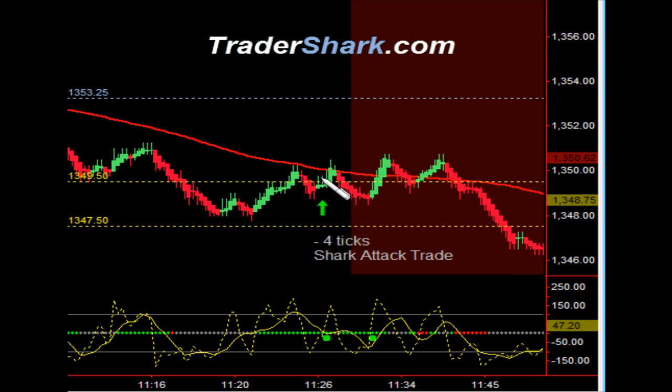We had a shark attack end up right here at about 11:27. First target was hit with about 4 ticks. Generally on a shark attack trade we'll have anywhere from 8 ticks to 16 ticks for the second target. In this particular case, as long as you get the trade and get your first target off before you go into a no trade zone, it's okay to hold on to that trade until you either get stopped out or hit your profit target. In this case we got stopped out at -8 ticks on the second contract, taking a total loss of 4 ticks on this shark attack trade.